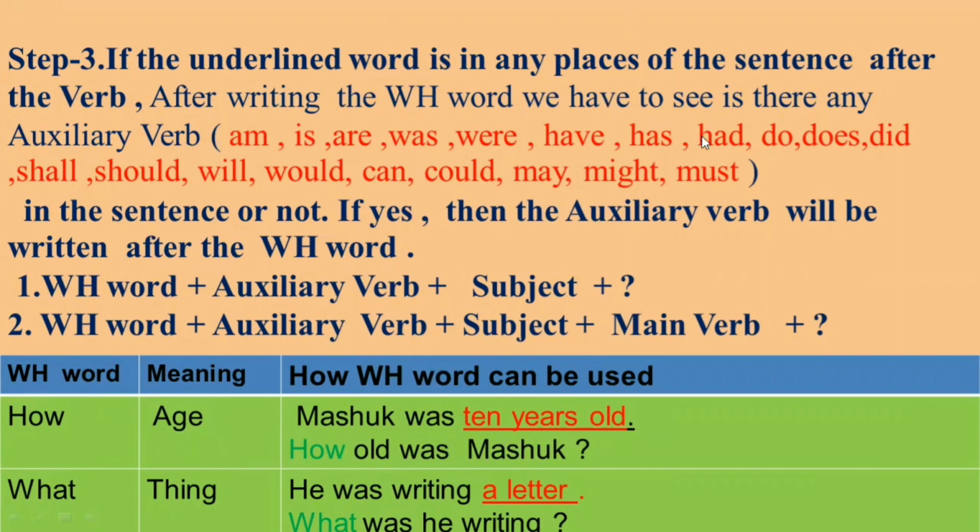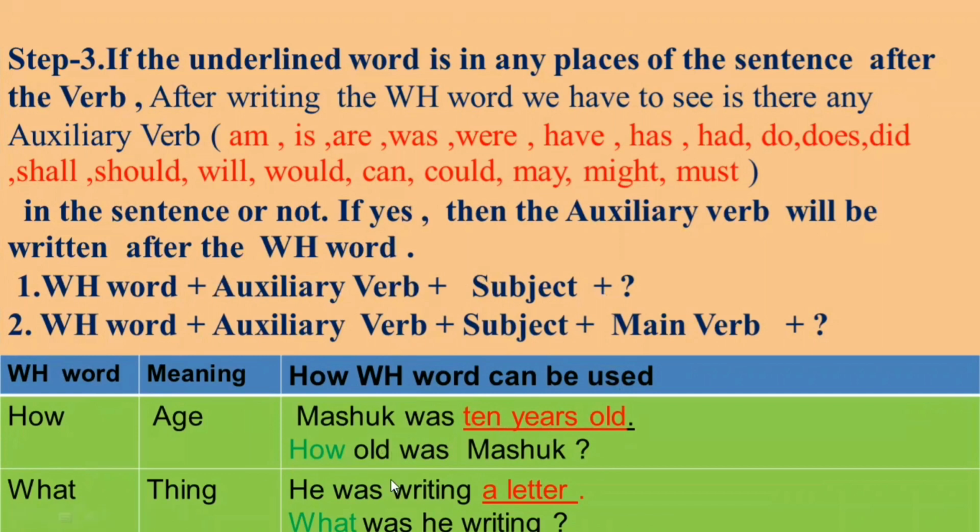Here you can see, if the underlined word is in any place of the sentence after the verb, after writing the WH word, then you have to see whether there is any auxiliary verb in the sentence or not. Here you can see there is the auxiliary verb was, so you have to write the auxiliary verb, then the subject. Here the subject is Mashuk, then the question mark, okay.